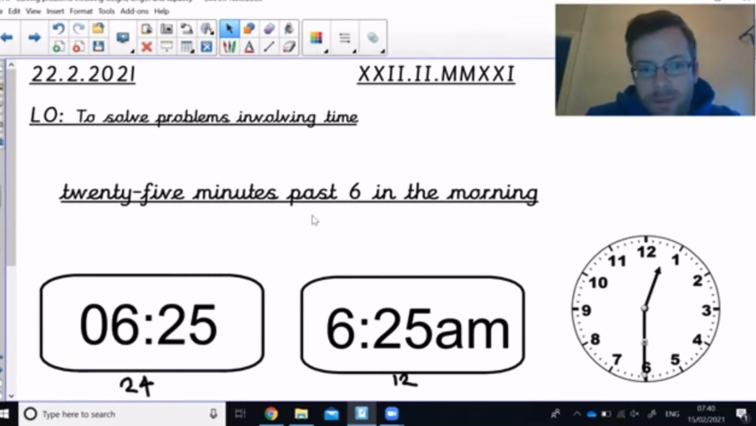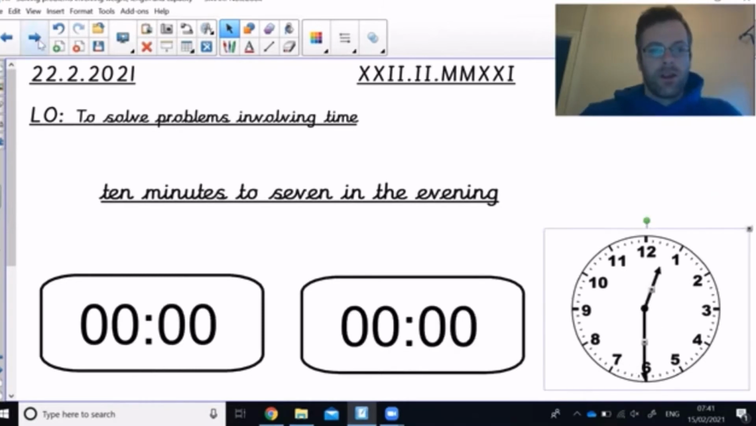Now on here, 25 minutes past. So past is going to be on this side. And it's 5, 10, 15, 20, 25. And it's past 6. So this needs to go past 6, and it's getting close to halfway around, so it's going to be like that. Let's look at this one.